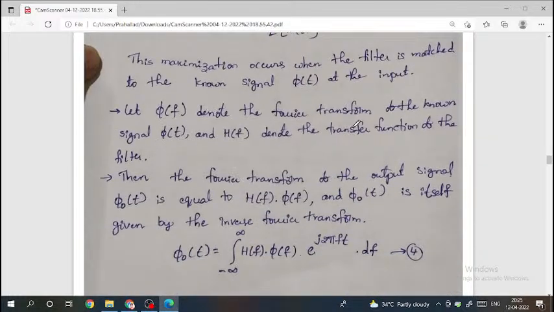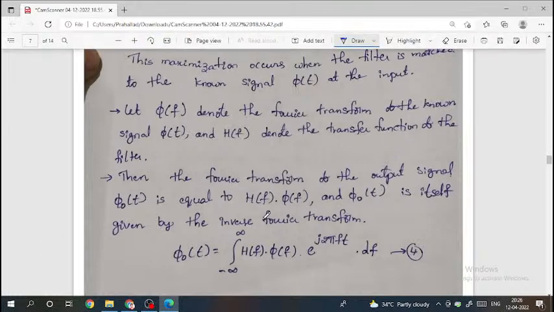Let pi of f denote the Fourier transform of the known signal pi of t. If the signal is pi of t, the Fourier transform is pi of f. And H of f denotes the transfer function of the filter. These are the assumptions again. The Fourier transform of the output signal pi naught of t equals the input multiplied by the transfer function, that is H of f into pi of f, and pi naught of t is itself given by the inverse Fourier transform. Hence pi naught of t equals the integral from minus infinity to infinity of H of f into pi of f into e power j 2 pi f t into df.